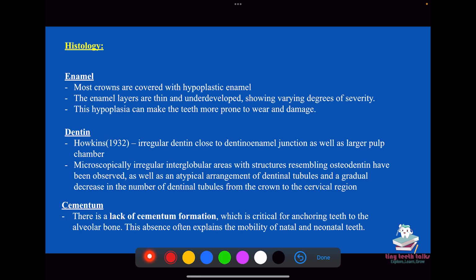Coming to the histology. Enamel: most crowns are covered with hypoplastic enamel, and the enamel layers are thin and underdeveloped, showing varying degrees of severity. This hypoplasia can make the teeth more prone to wear and damage. Dentine: Hawkins in 1932 showed irregular dentine close to the dentino-enamel junction as well as a large pulp chamber. Microscopically, irregular interglobular areas with structures resembling osteodentin have been observed, as well as an atypical arrangement of dentinal tubules, with a gradual decrease in the number of dentinal tubules from the crown to the cervical region.